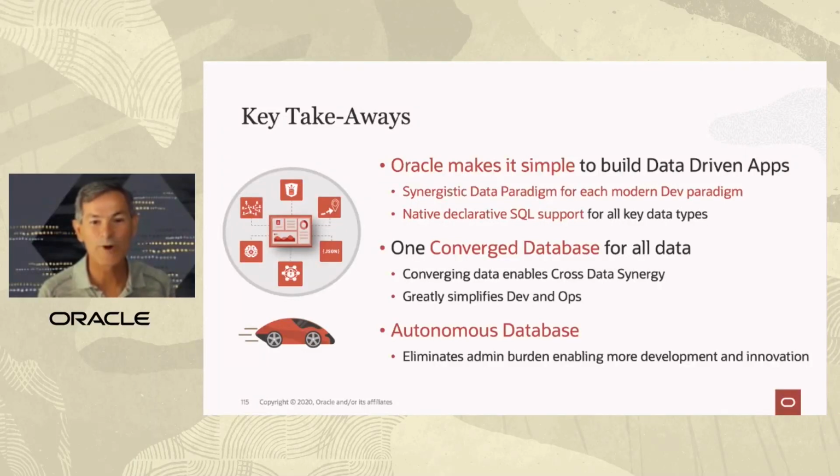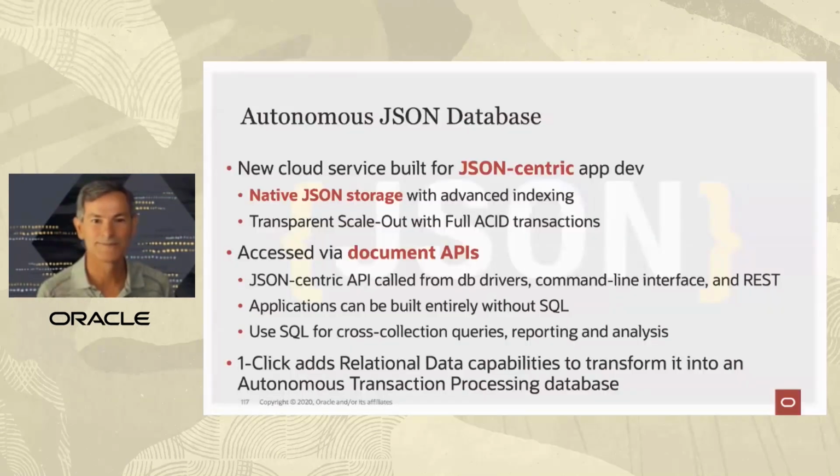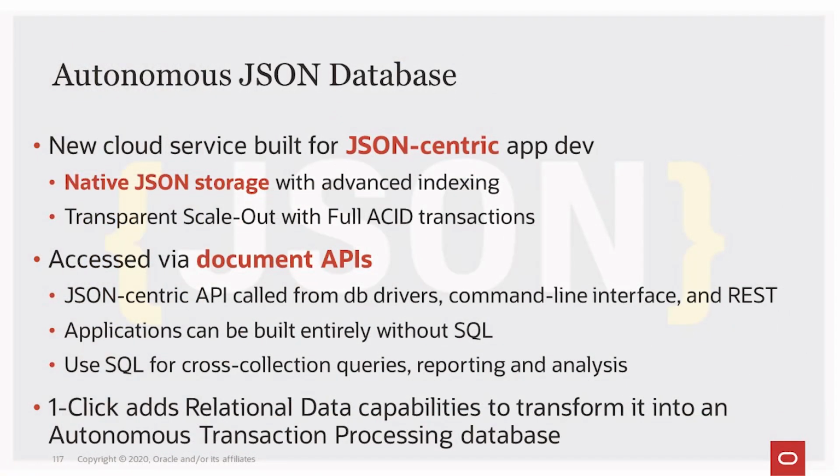Before finishing today, I want to make 2 exciting announcements that are particularly interesting for developers. First announcement is that we will be shipping a new autonomous JSON database. And this JSON database has the features of MongoDB and more for a much lower price. So the autonomous JSON database is a new cloud service built specifically for JSON-centric application development. It uses native JSON storage with advanced indexing. It provides transparent scale-out with full ACID transactions on all data.